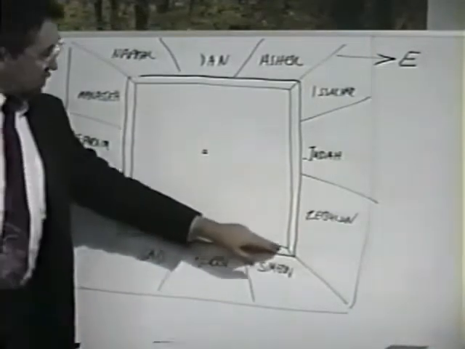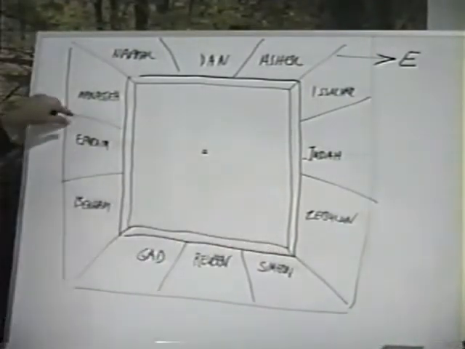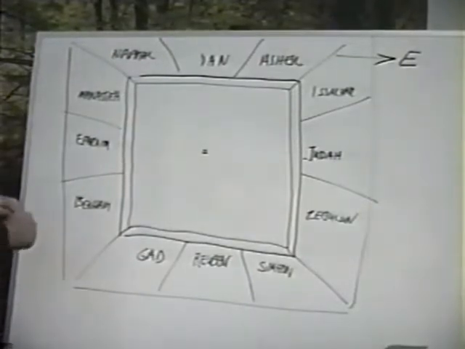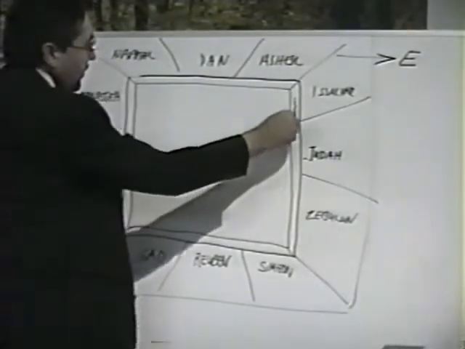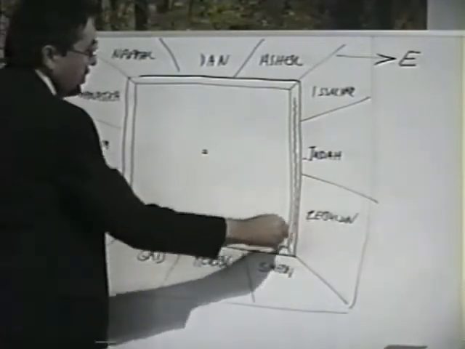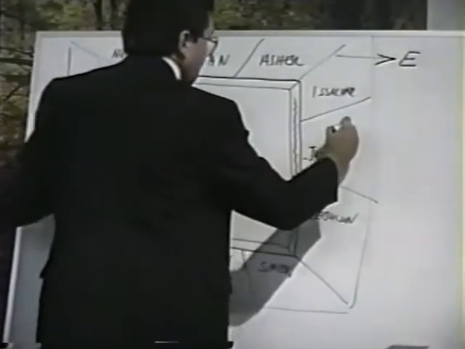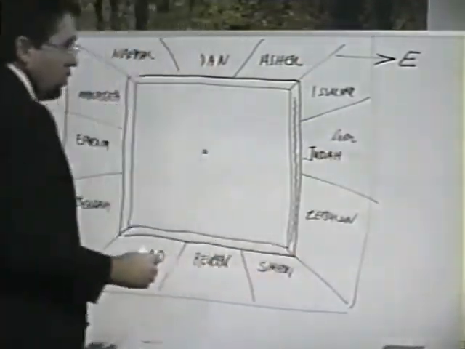Okay. Why are there 13? Because Joseph is two tribes. Okay. And of all the Levites, the priests are the preeminent ones. So they're over here. Judah's symbol is? And what are the others?